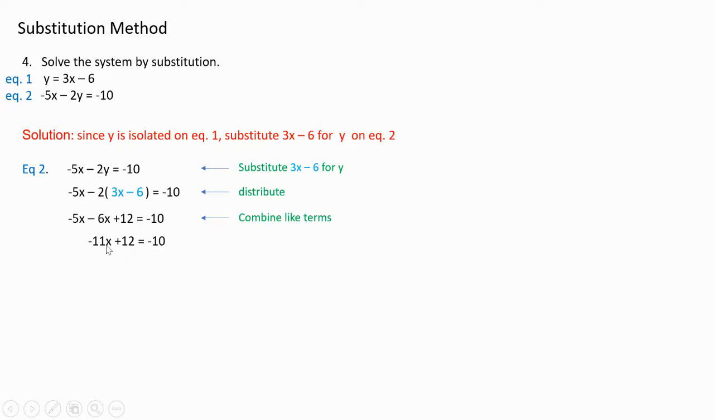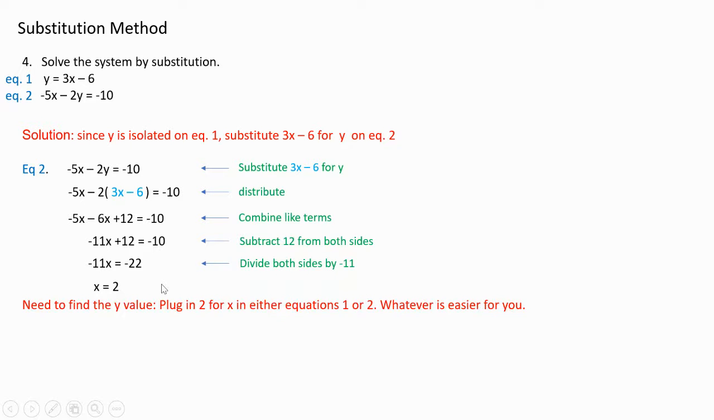Now I have to isolate the x, right? So I'm going to subtract 12 from both sides. If I subtract 12 from both sides, it's going to cancel here, and then negative 10 minus 12 will give us negative 22. Then I'm going to divide both sides by negative 11. So it's going to give us 2. So now I already have my x value, but remember the answer is a point, an ordered pair.